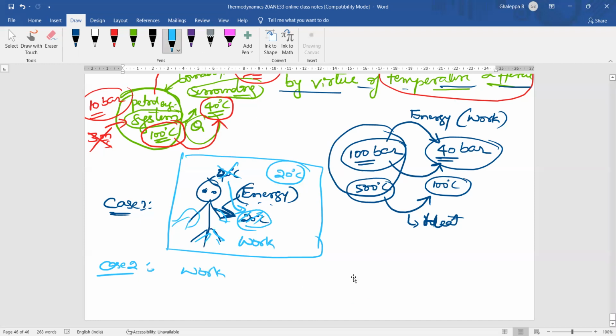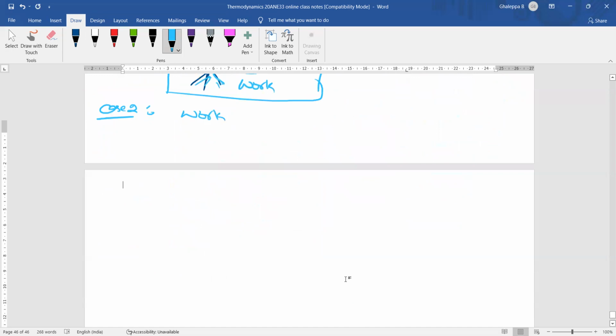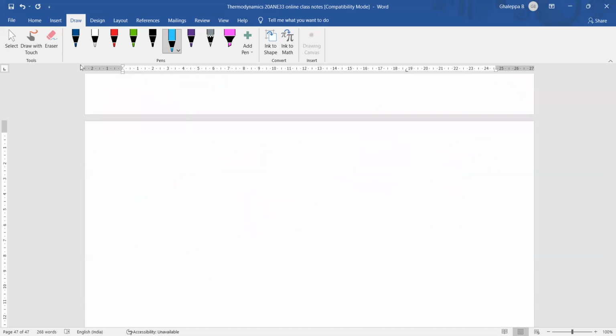Okay, so that is the difference between work and heat. A very simple definition: energy exchange due to temperature difference is called heat. Other than temperature difference, if you see any kind of energy exchange, we will call it work. Simple. Okay, next point. There are two types of work that come into the picture. One is mechanics work, another one is thermodynamic work.